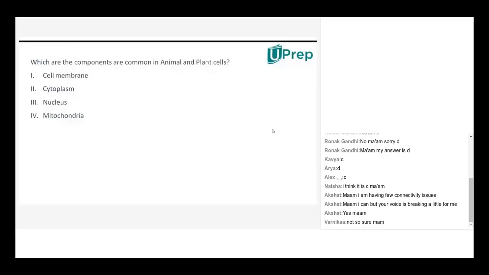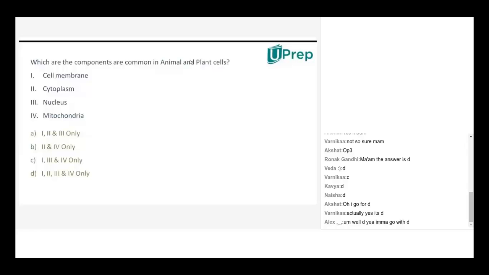I'm giving you only 20 seconds to answer this. Only 20. Tricky question. Cell membrane. Everybody knows plant and animal cells have cytoplasm, obviously. Nucleus also, plant and animal cells have. But you get stuck up at 4. That's why there's 1, 2, 3 only in option A I gave. And in option D I included Roman number 4, mitochondria.